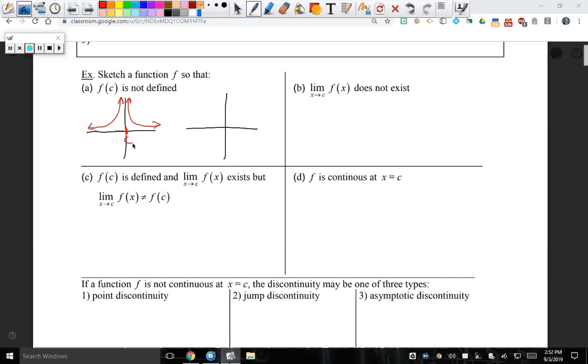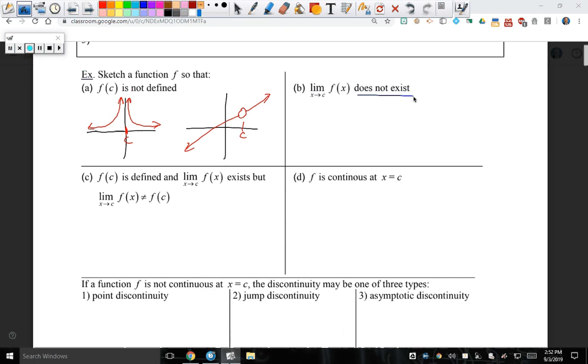What else? What's another one that we've done? Removable discontinuity. You could have one that looks like this, where this is c. f of c is not defined. Okay? Now b says the limit of f of x does not exist as you approach c.